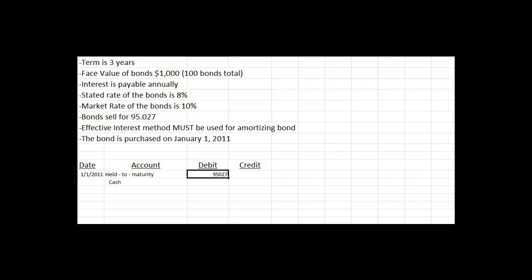So in other words, we invest up front a total of $95,027 that goes into this asset account called held to maturity, and we credit cash. That's all we have to do at acquisition, is to record it at our historical cost. So acquisition is fairly simple. You do nothing with the discount. If you were on the other side of the transaction, there'd be a discount you'd have to account for. Here we're just going to amortize the difference over the life of the bond.